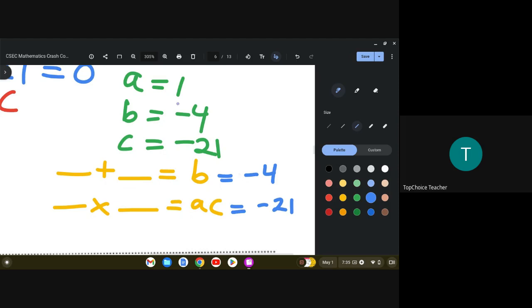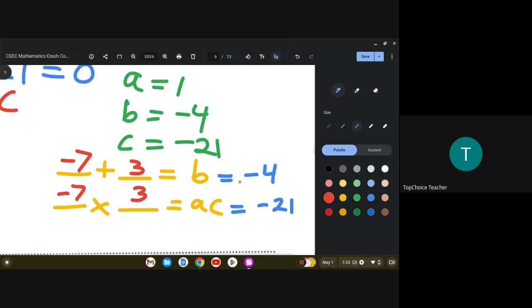We need to figure out what two numbers will add to give B, but if you multiply them, you get negative 21. Negative 7 and 3. Yeah, that's actually it. So you are on top of this already. Let's use the red and see if it makes sense. Negative 7 and 3. Negative 7 add 3 is indeed negative 4.